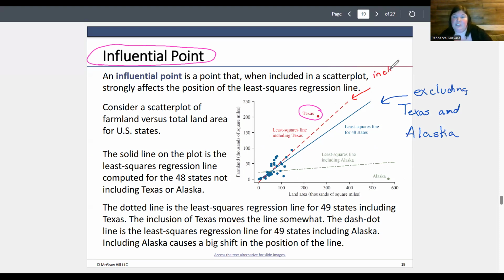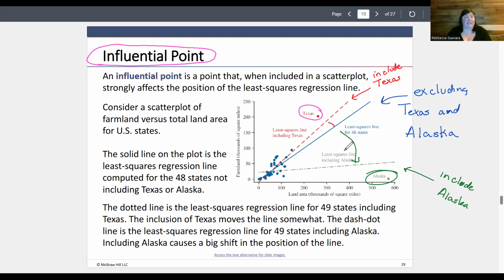So if I include just Texas, what we see here is that my line does not vary a whole lot. It moves a little bit, but it's still pretty close to the same as the blue line. We exclude Texas and Alaska. Now, if we look down here, where we have Alaska, if I just include Alaska, not necessarily Texas, but just Alaska, then we see the line gets pulled way away from the blue line.